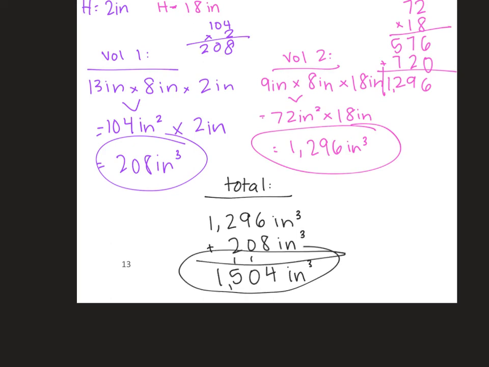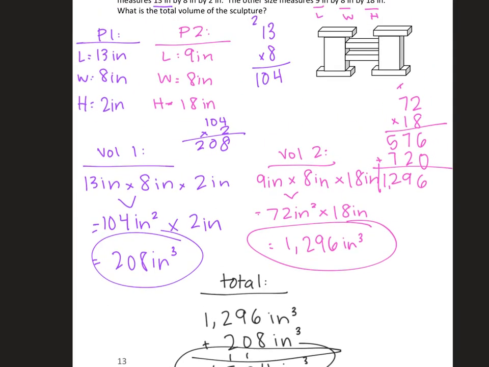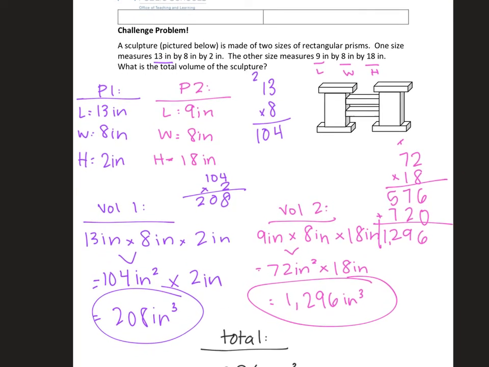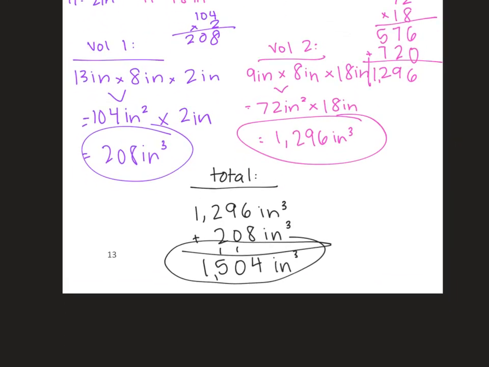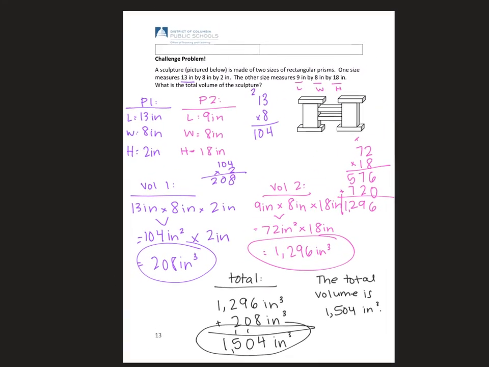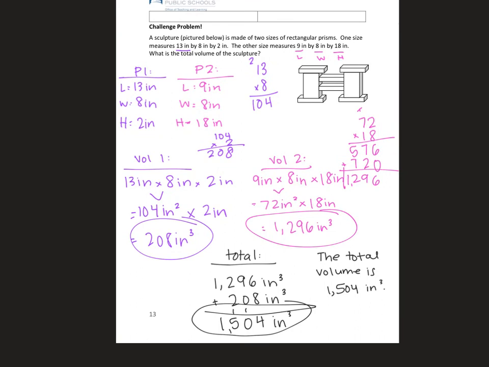And because this is a word problem, I need to write my answer in a statement. So going back up, what is the total volume of the sculpture? Write that in a statement. The total volume is 1,504 cubic inches. Okay, so there you go. There's that.